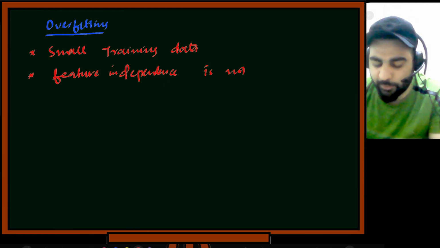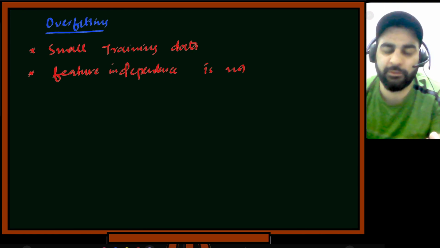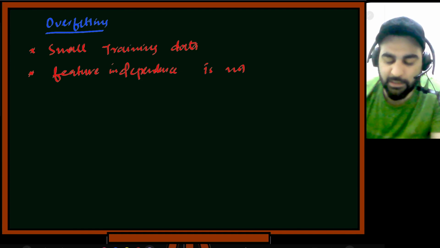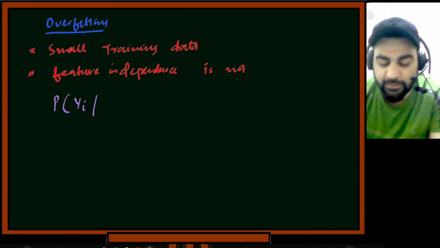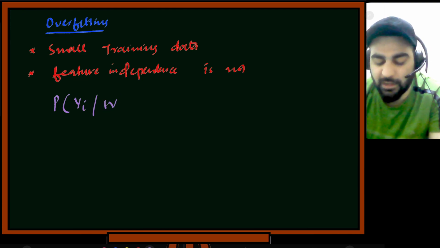But one of the most important things is the smoothing factor, because we know that in the case of naive Bayes, what we calculate is the probability of class y given some document w, given some x.